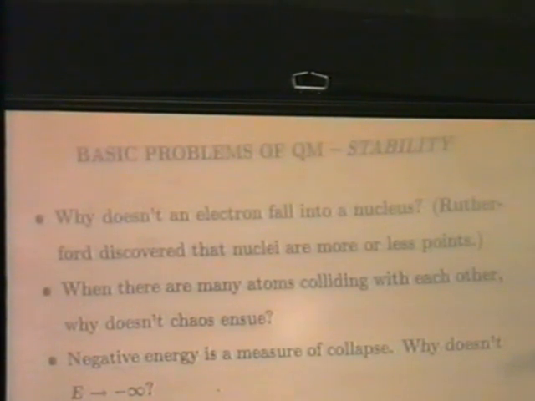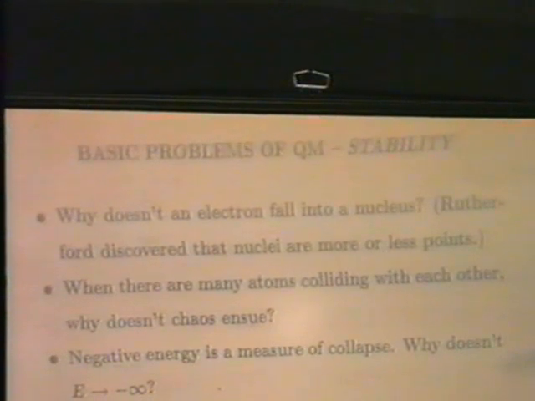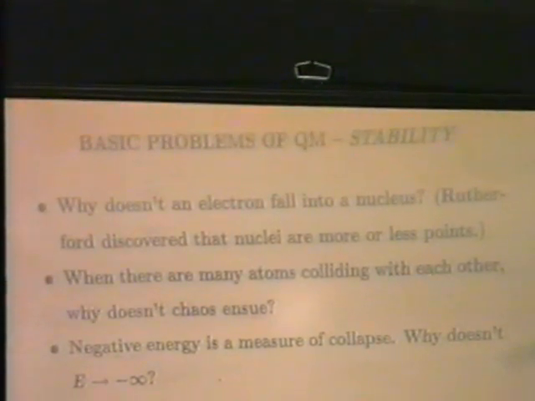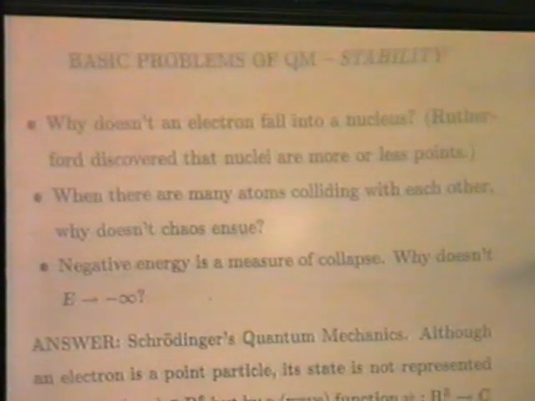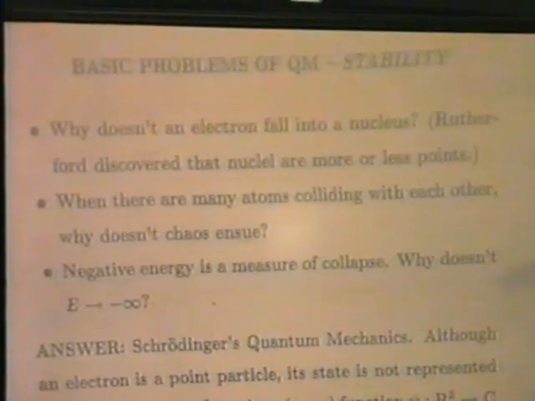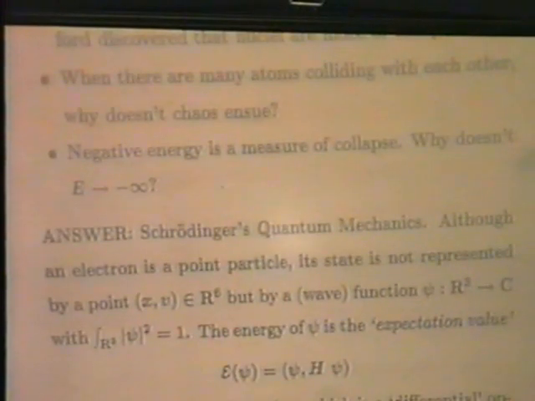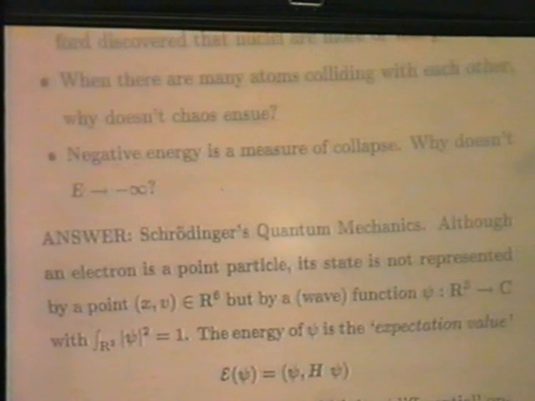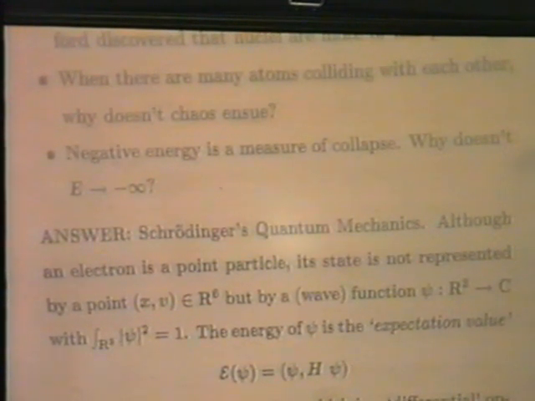And another way to formulate the question is, since energy is a measure of collapse, that is to say, if you take a positive and negative charge and let them come together, the energy becomes more and more negative. We can formulate the first question by saying that the energy cannot be arbitrarily negative. Now, the answer to these questions was given by Schrodinger's quantum mechanics, so this is my quick 10-minute introduction to quantum mechanics.